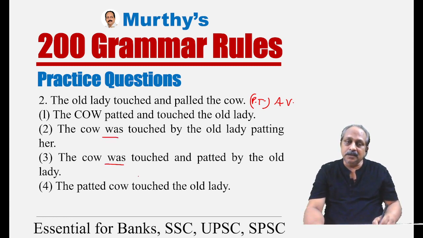How many options are there? The cow patted. The meaning changes, not correct. The patted cow touched the old lady. Does not go with the actual sentence. The cow was touched by the old lady, patting her. The cow was touched and patted by the old lady. Which one is the right answer? The third option, not the second one. The cow was touched and patted by the old lady. That is the answer.